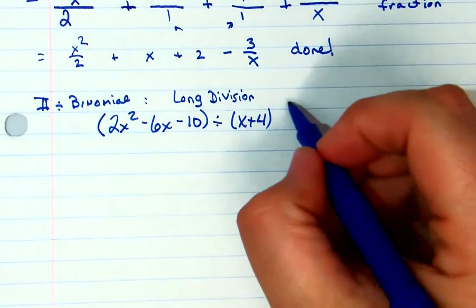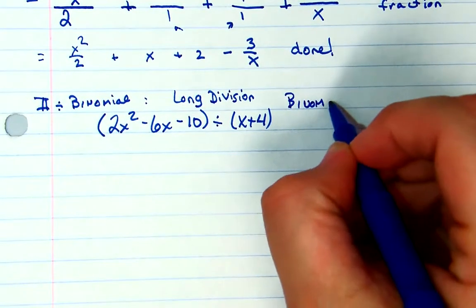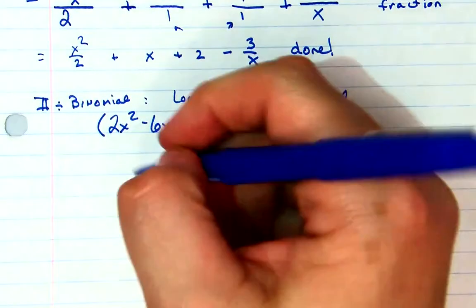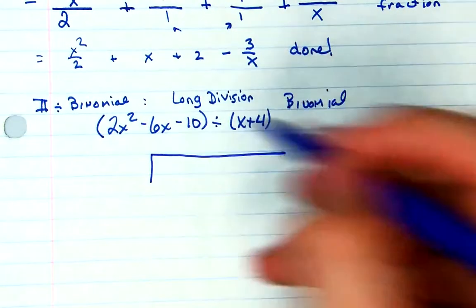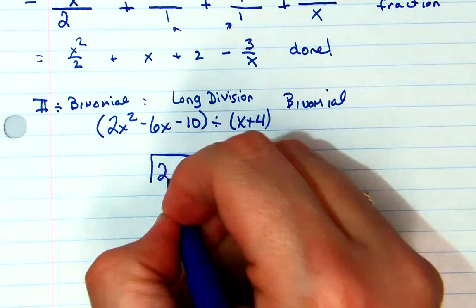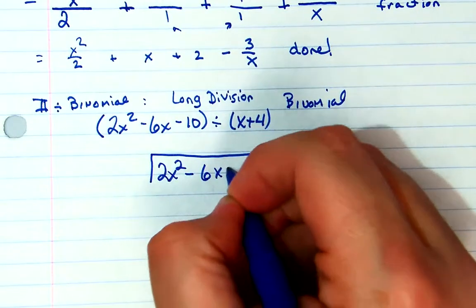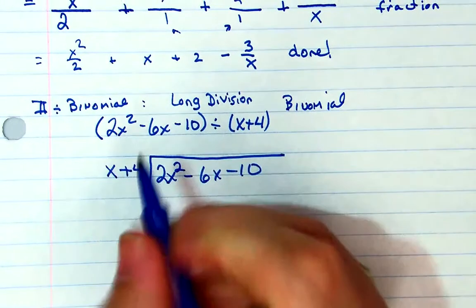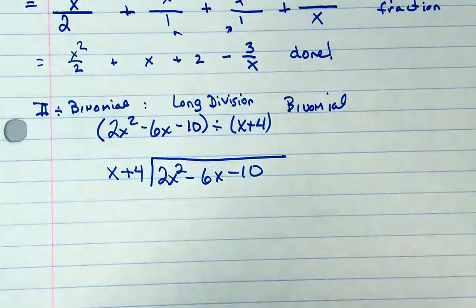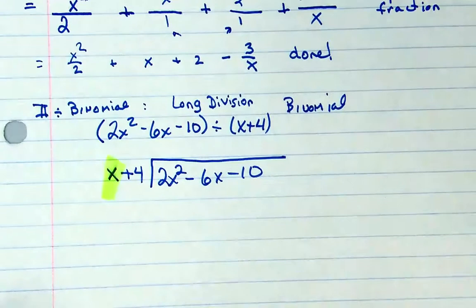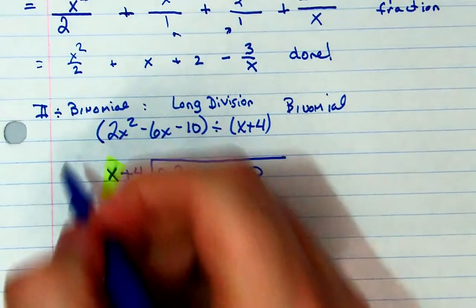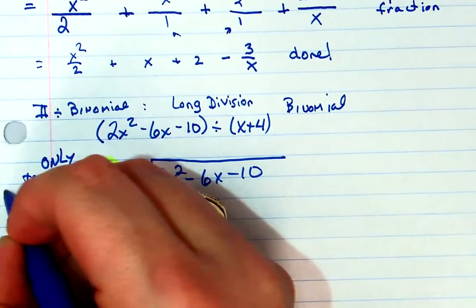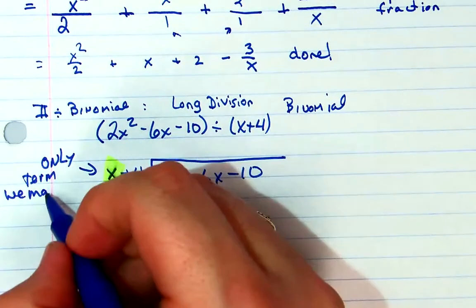So I have my binomial here. I'm dividing by the binomial. I have my trinomial here. What I'm going to do is set up the long division symbol. 2x squared minus 6x minus 10 goes inside, and the outside is x plus 4. Now, in the x plus 4, the x is the only term that I care about, the only term we make decisions about.